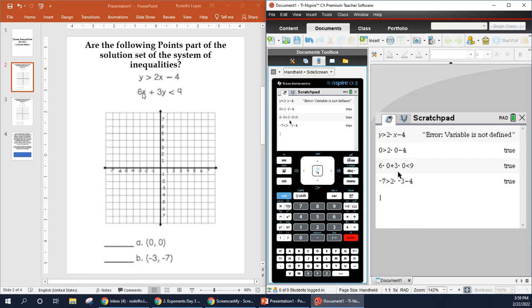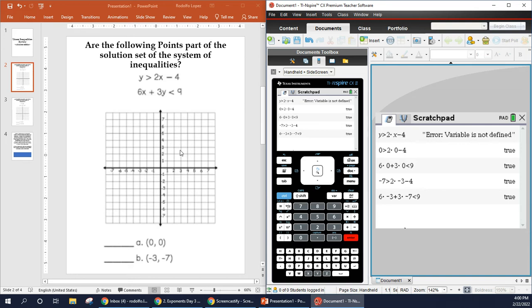Let's check to see if it's in the shaded region of the second inequality. So I have 6 times x, which is -3, plus 3 times y, which is negative 7, less than 9. Control equals, is this less than 9? It's also true. So what does this mean? It means that both points A and B are in the double shaded region, the shaded region that they both have in common. That would be our solution set.